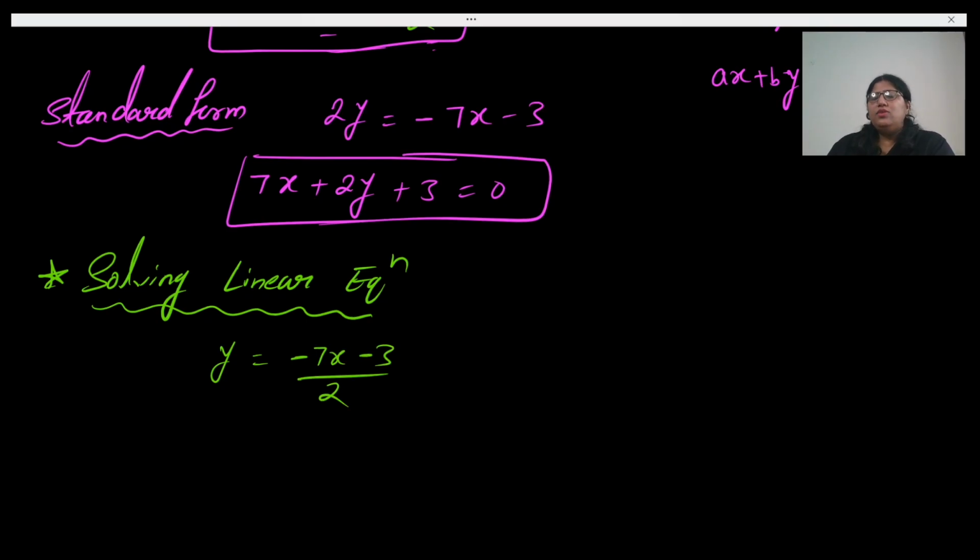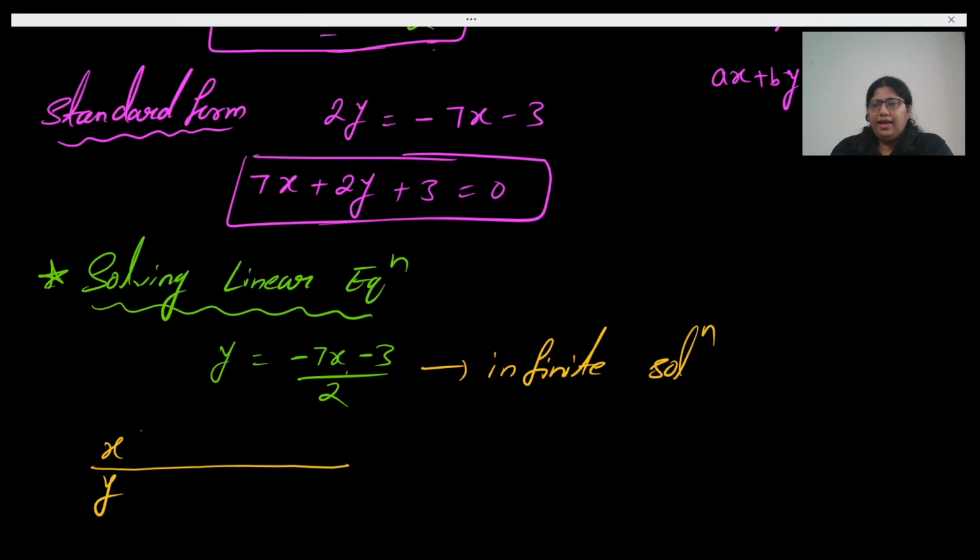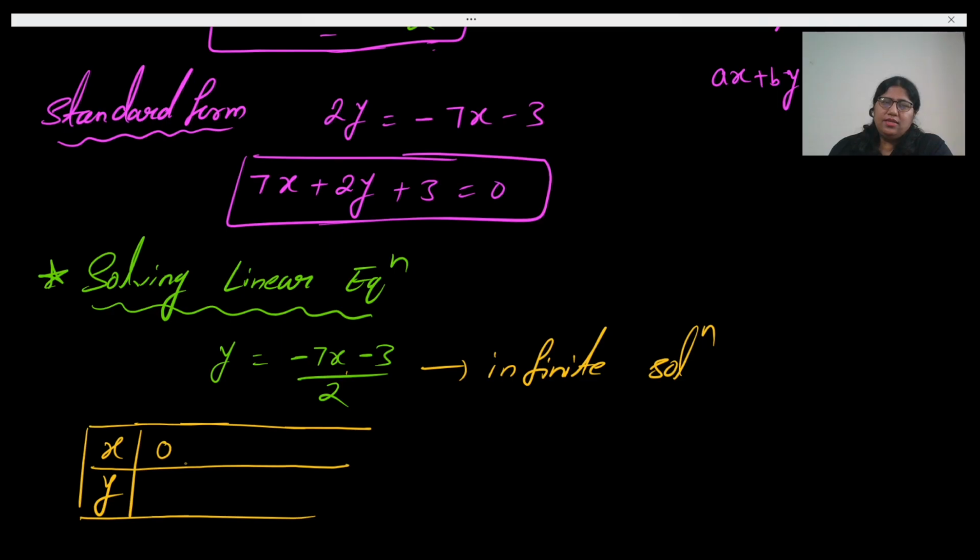Right, now here, how many solutions do you get? Because this is one equation with two variables, there will be infinite solutions. How do you get infinite solutions? Because with one equation, I can take any value of x, x being the independent variable, and I'll get one specific value of y, right? So if I substitute x as 0, y will be minus 3 by 2. If I take y as 0, then this one will become 0, then x will be minus 3 by 7.